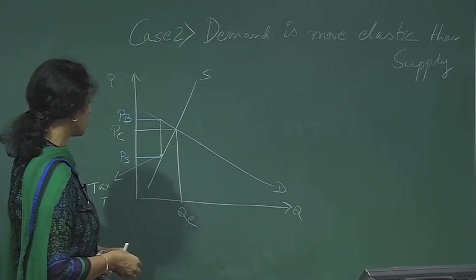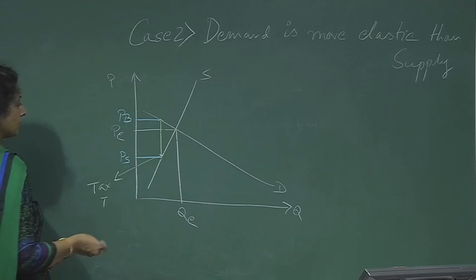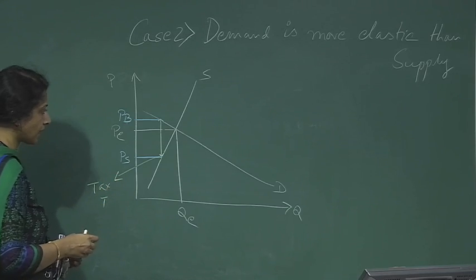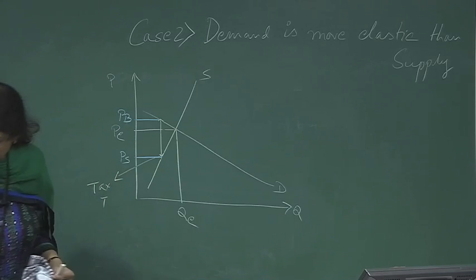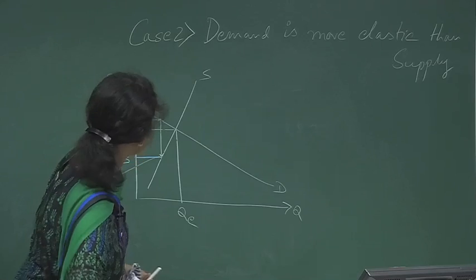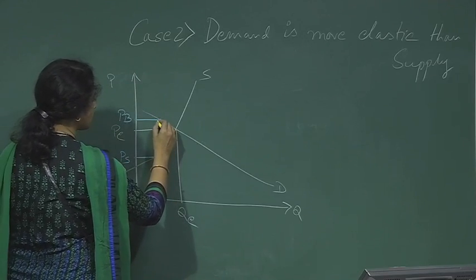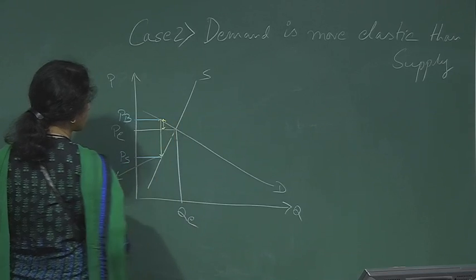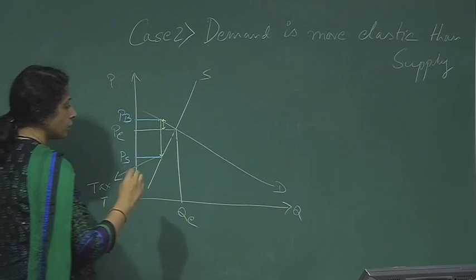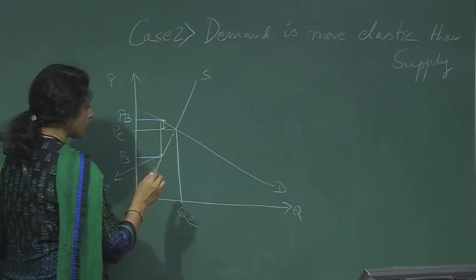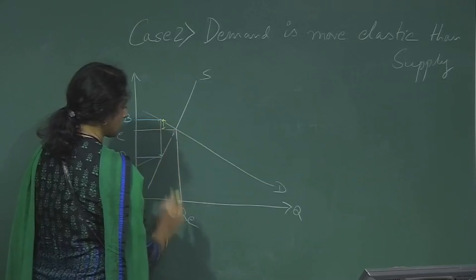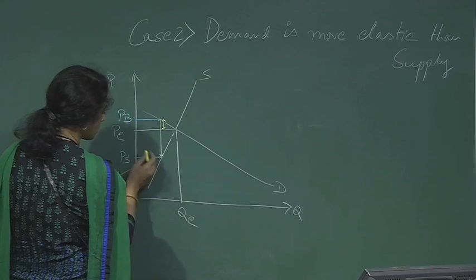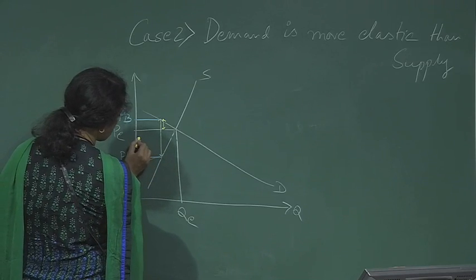Now here we can clearly see that the amount of tax that the buyer is paying, this very small amount, is the amount of tax the buyer is actually paying. No matter if, say, the amount of tax has been imposed on the buyer, then what happens? The demand curve basically shifts down by this amount.